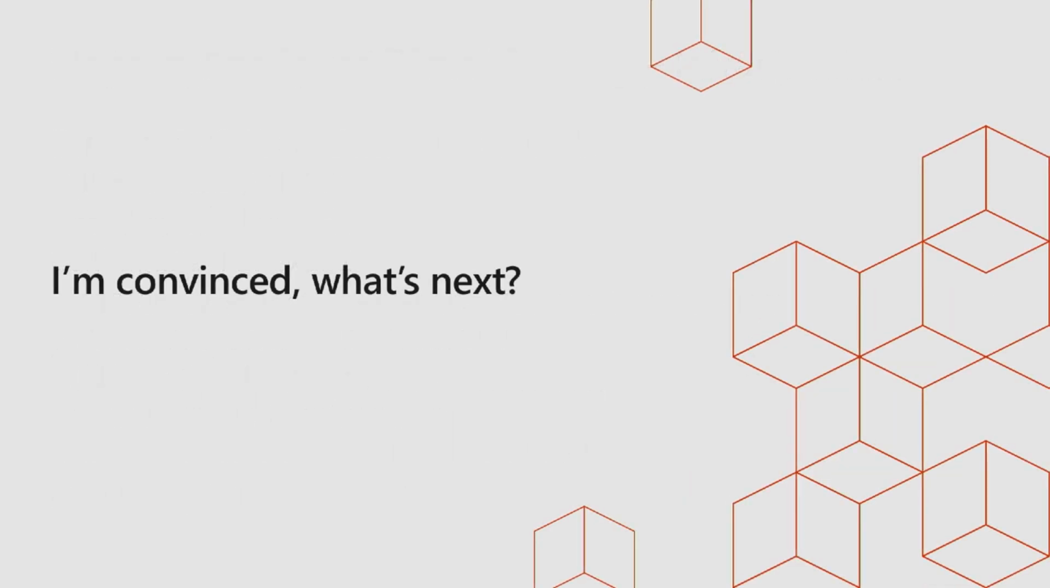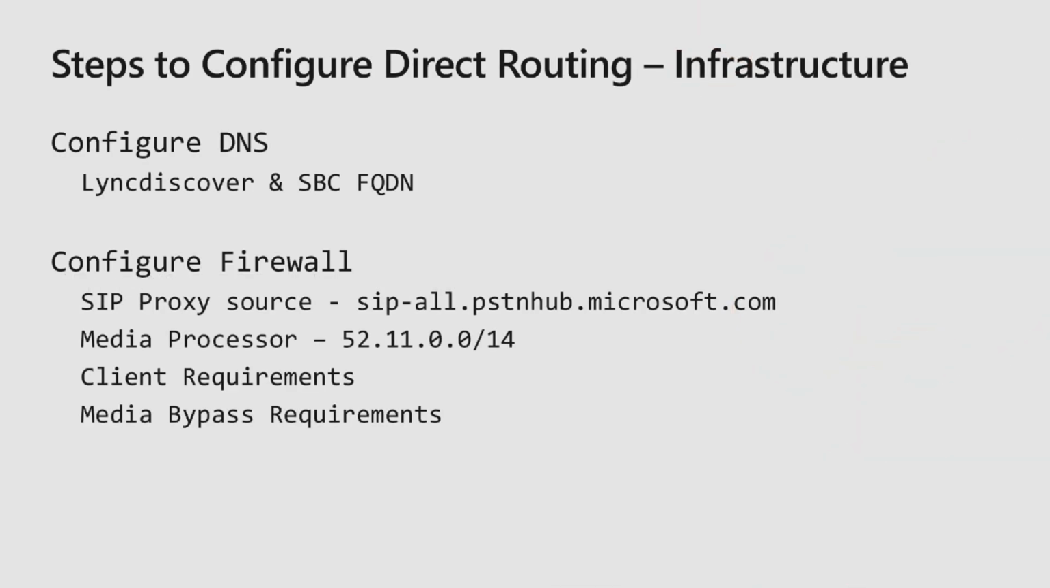So look, you're convinced you want to go with direct routing. How do we do it? As I said before, start with a POC. Definitely start with a POC, the best way. And to do that, a couple of things we need. The first thing is to configure our DNS.